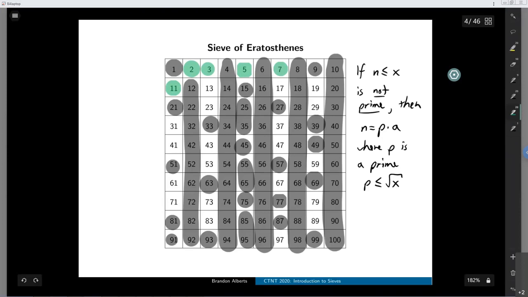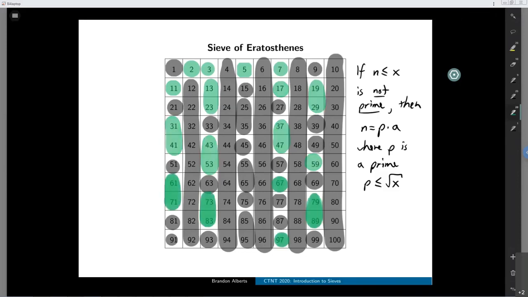And so in this picture, we eliminated all the multiples of 2, 3, 5, and 7. Those are all the primes below 10. And so in this picture, we've eliminated exactly all the composite numbers below 100. So everything else in this picture is a prime number. And that's the sieve of Eratosthenes.